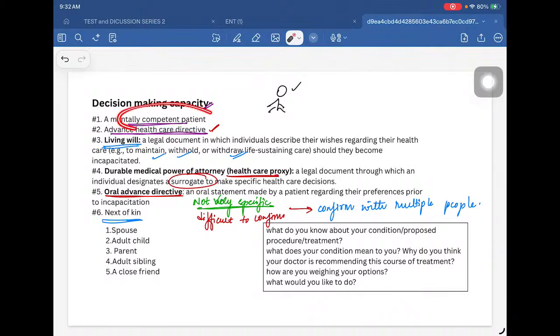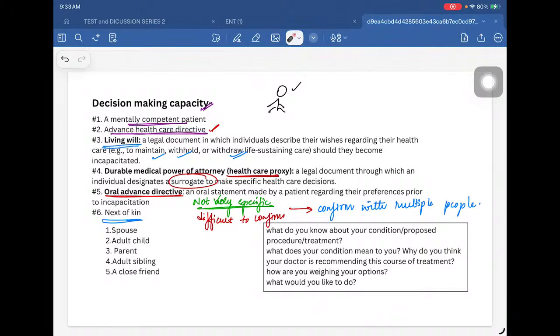Always a competent patient first. If that is not there, any document that suggests what the patient wants to tell you, or any oral statement, like the relatives know the patient would have wanted this, that would come into priority. And if that is also not there, then comes the next of kin in this exact order: wife, kid, parent, any sibling, and then the close friend.